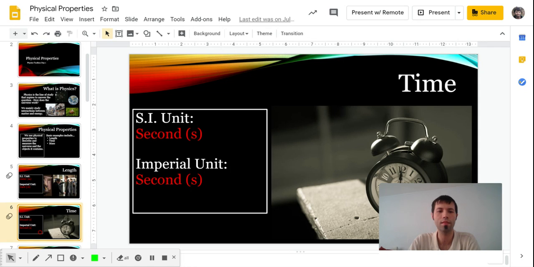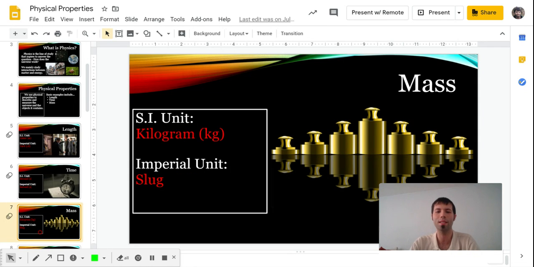So length, time, and the last basic physical property is mass. The SI unit for mass is a kilogram, and the imperial unit is a slug. Have you heard of a slug? No, you haven't. Okay, you've heard of the bug slugs. You've seen slugs, I'm sure.